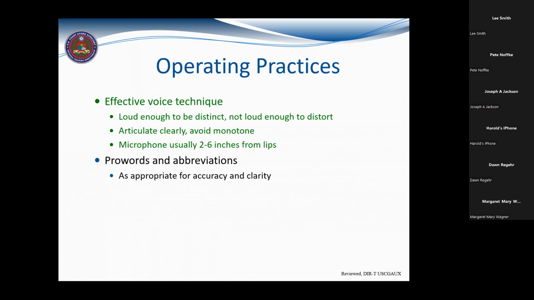Roger, I understand your message. Wilco, I understand and will comply with your message. And by using these words, you can economize the amount of time you're on the air and still not sacrifice clarity.